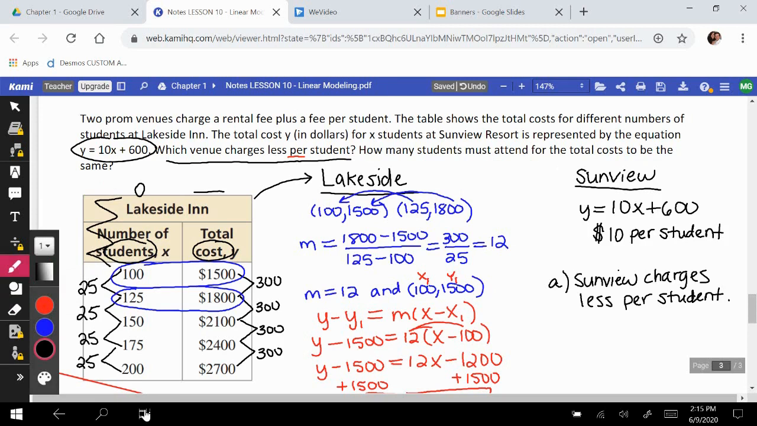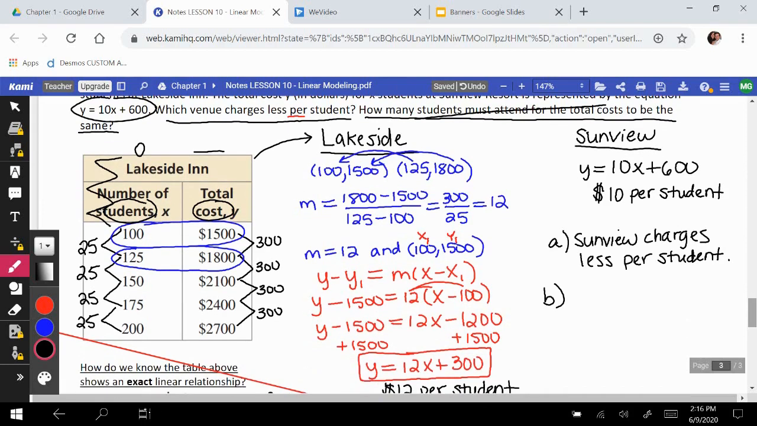Okay, the next part says how many students must attend for the total cost to be the same. I'm not going to spend a lot of time on that just because I want to get to the last example. But if you wanted to solve it, because your equations represent cost functions, all you have to do is set the equation of Sunview equal to the equation of Lakeside, and you solve for x. I believe that you get that x is 150. The total cost is the same when 150 students attend.